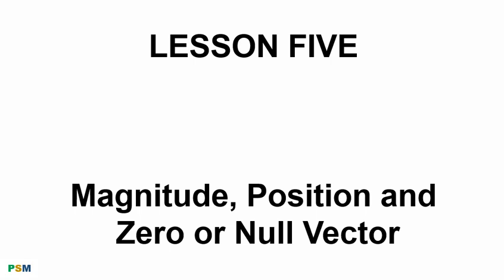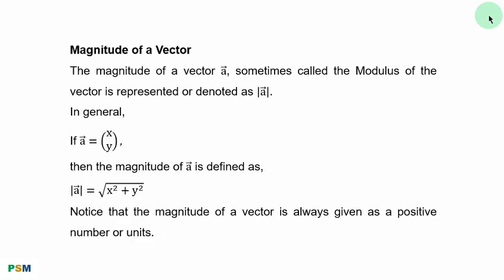Lesson 5: magnitude, position, and zero or null vector. Magnitude of a vector. The magnitude of a vector A, sometimes called the modulus of the vector, is denoted with two straight lines, the symbol of absolute value, with the vector A inside.